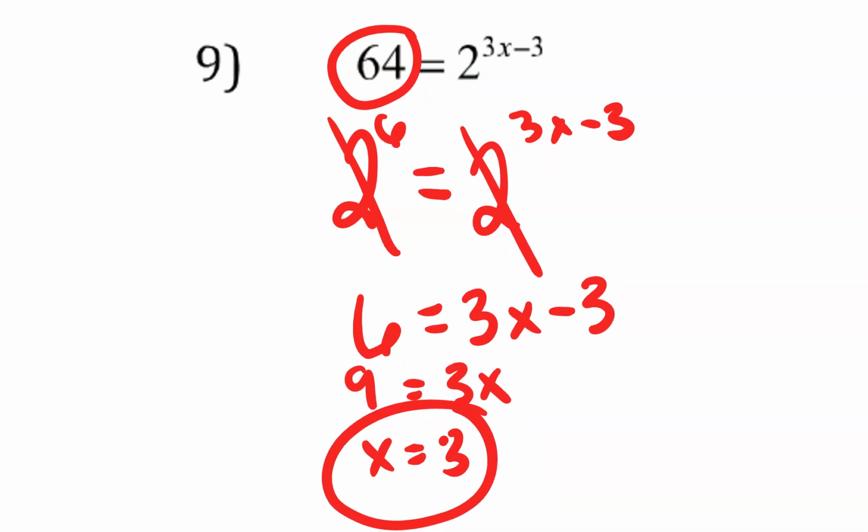And you can plug back in to check your answer if you'd like. 3 times 3 is 9, minus 3 is 6. 2 to the 6th power equals 64.